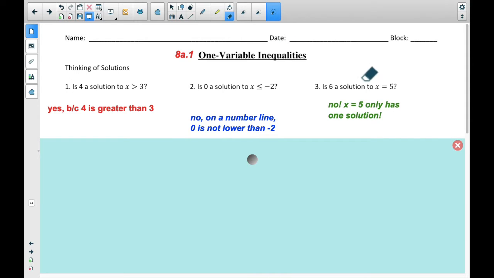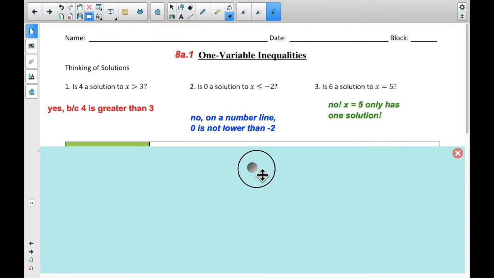And then the last one, is 6 a solution to x equals 5? No. If it is an equal sign, there's only one possibility. It's 5 and only 5. 6 is not equal to 5. But on these other ones, there's a variety of answers. There are a bunch of answers that you could put in. If it's an equals, though, only one possible solution.